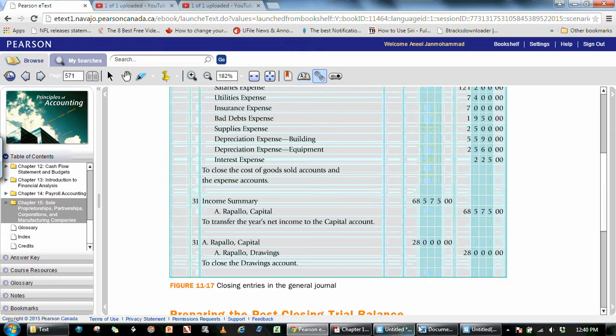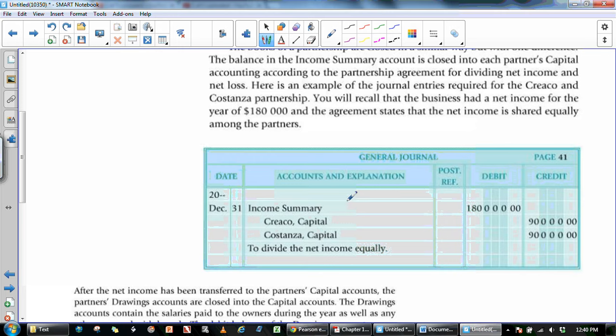Now, let's look at what's happening here. Instead of just crediting one capital account, we talked about how Kriego and Costanza were equally sharing the net income. That's why you see $180,000 worth of net income. We're increasing the Kriego capital by 90,000 and Costanza capital by 90,000 because they equally share it. This may not be the case. In fact, in this unit, you'll see cases where partners do not share their net income equally.